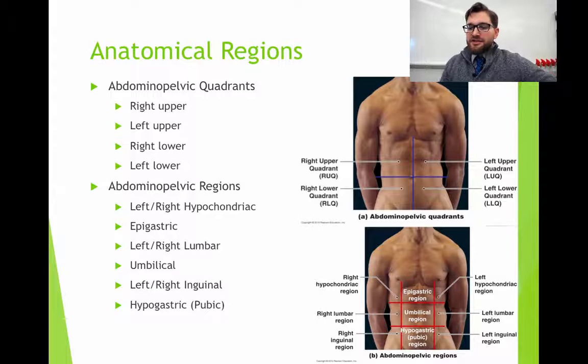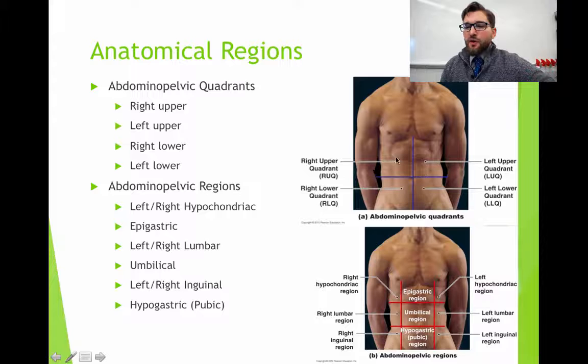The next region down is the right lumbar region and the left lumbar region. In between the two is the umbilical region. And then we have the right and left inguinal regions. And between the two is the hypogastric or pubic region.